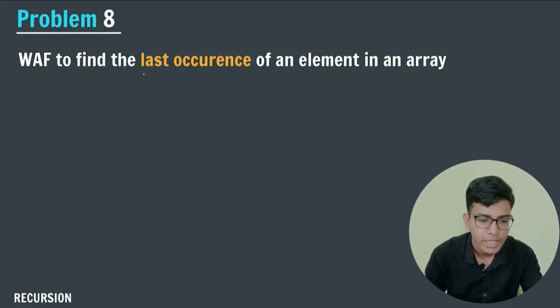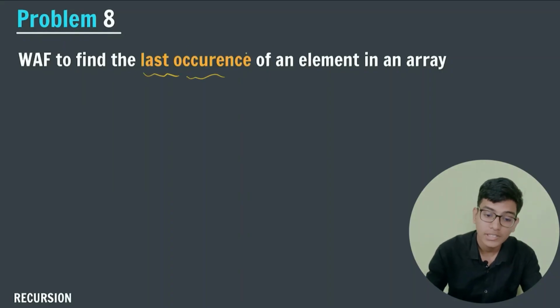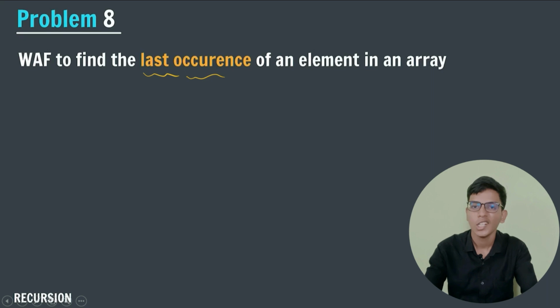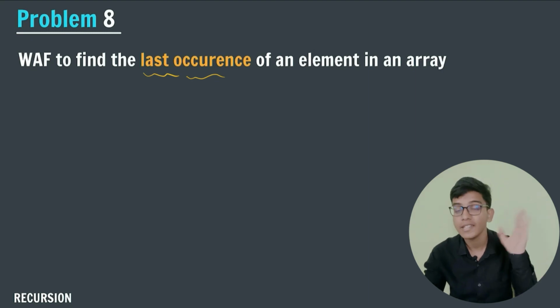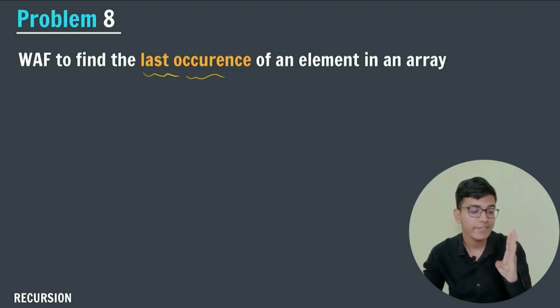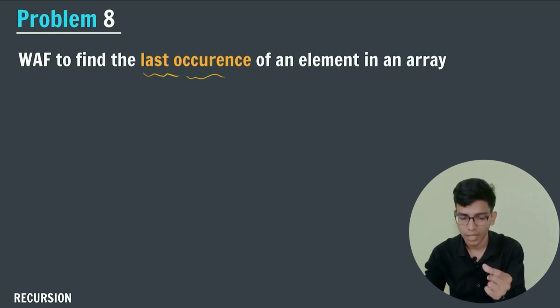Now in this question we need to find or print the last occurrence of the given element. So this is kind of a reverse question of our previous question, right? This is kind of a reverse order question. In the previous question we found the first occurrence of a particular element in my array. Here we are going to find out the last occurrence of the given element, right?